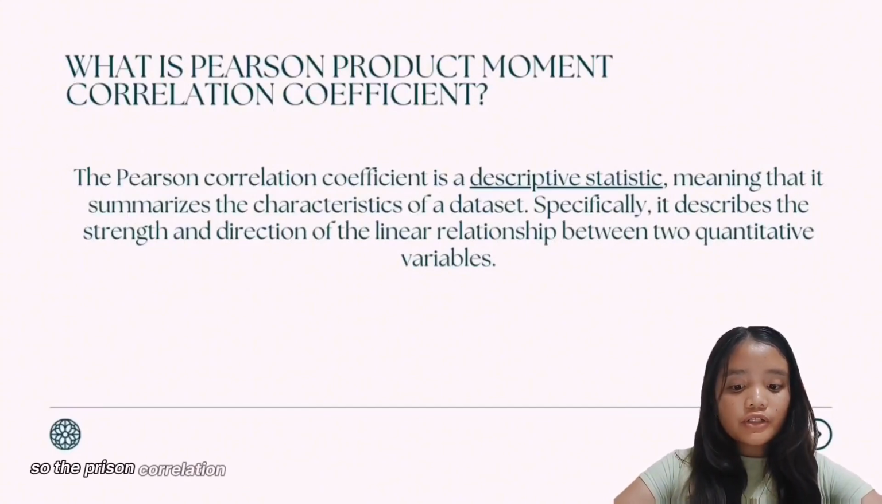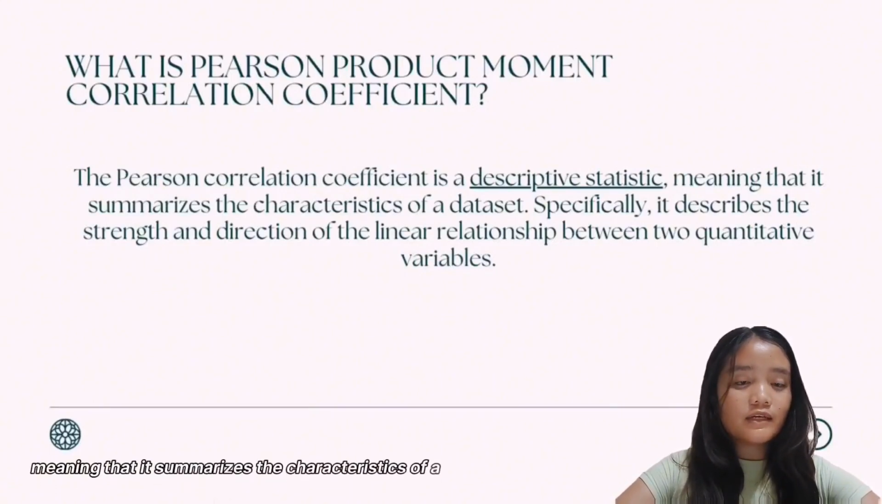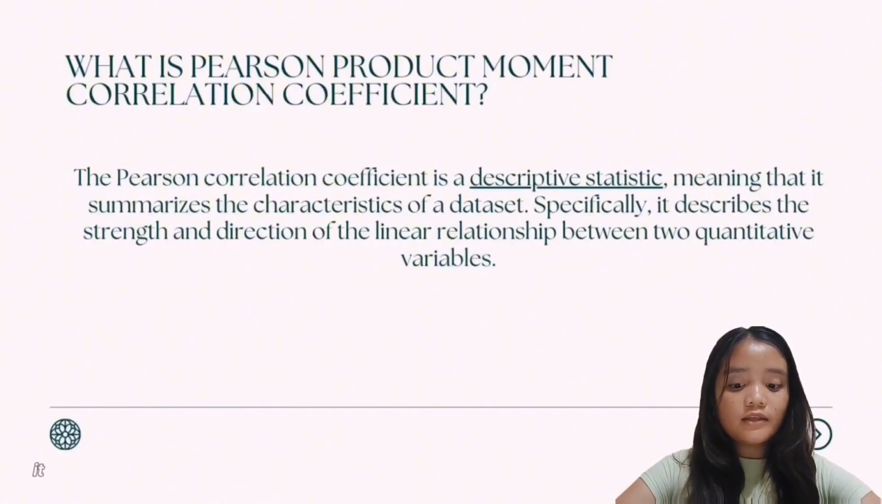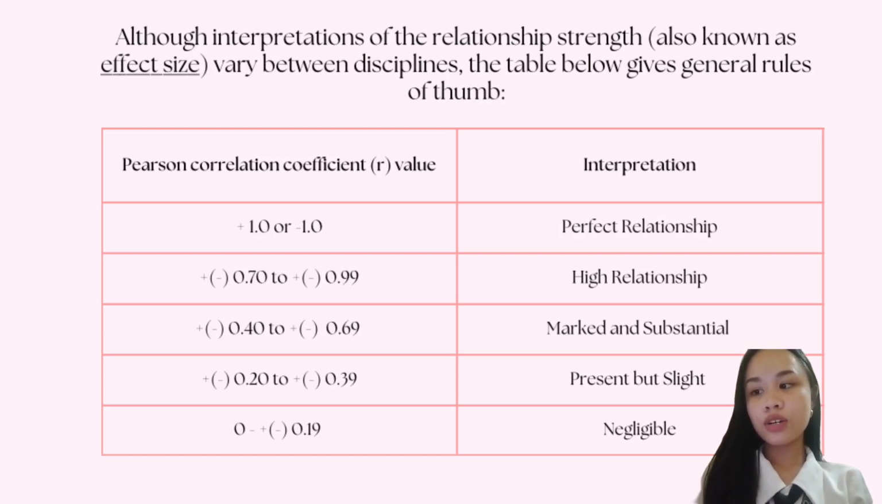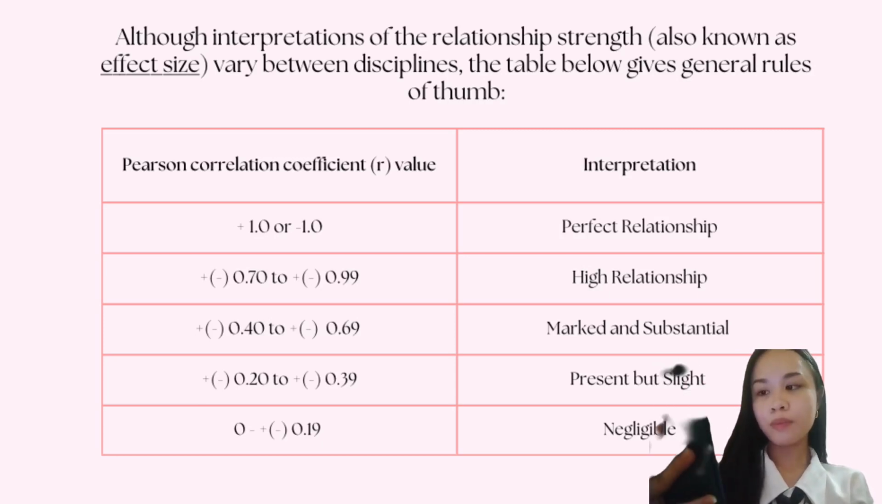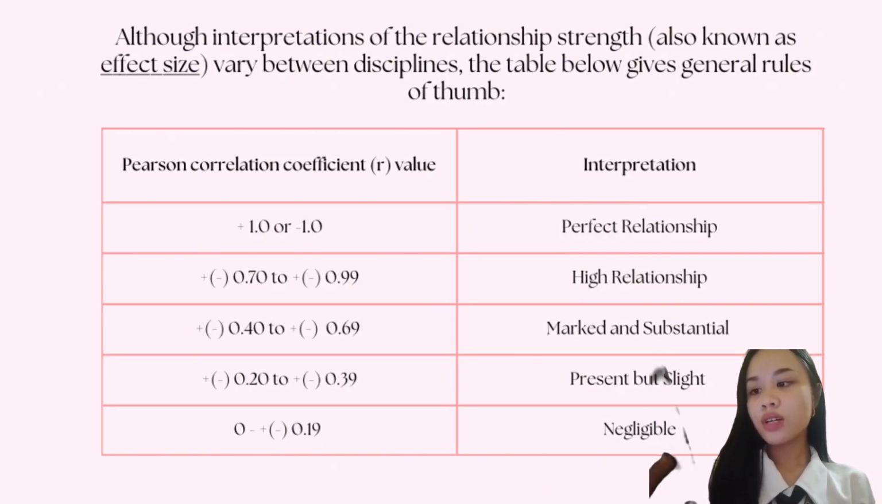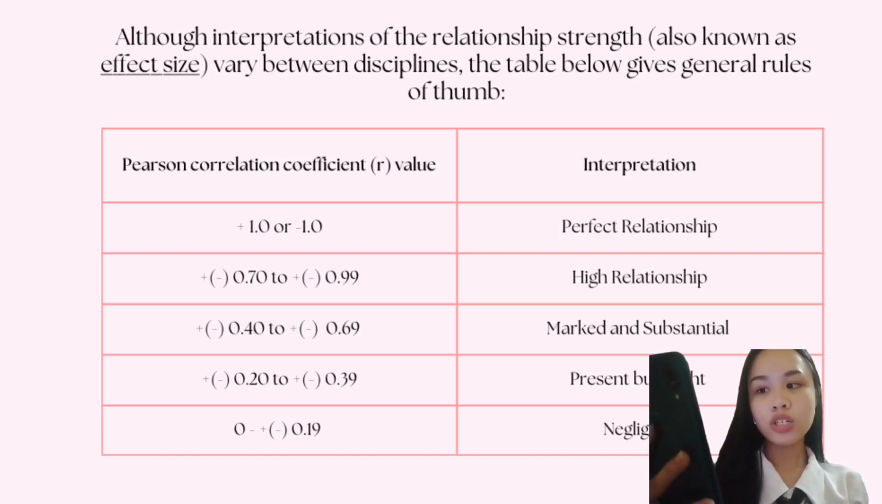So the Pearson correlation coefficient is a descriptive statistic, meaning that it summarizes the characteristics of a dataset. Specifically, it describes the strength and direction of the linear relationship between two quantitative variables. If the value is positive or negative 1, then the interpretation would be perfect relationship. If the value is positive or negative 0.70 to positive or negative 0.99, then the interpretation would be high relationship.